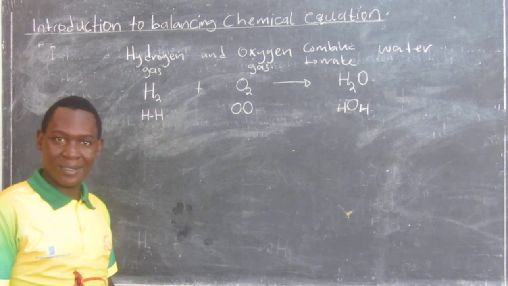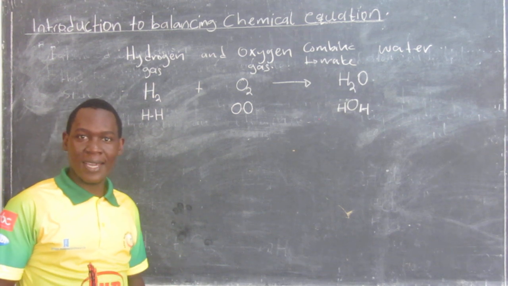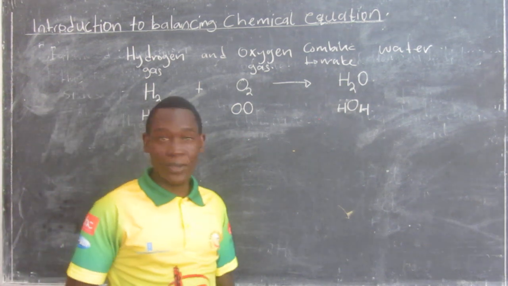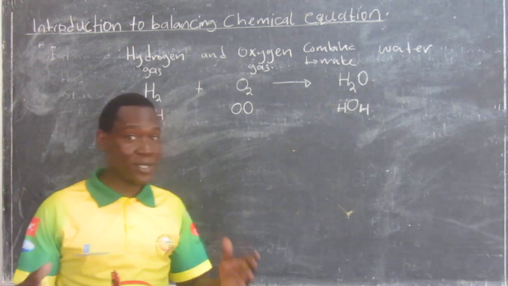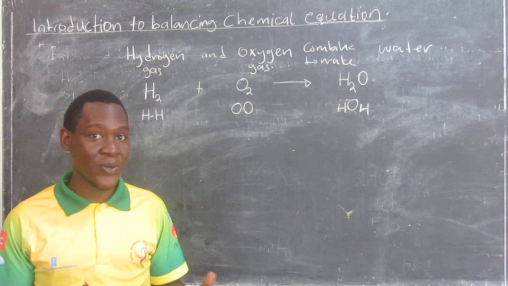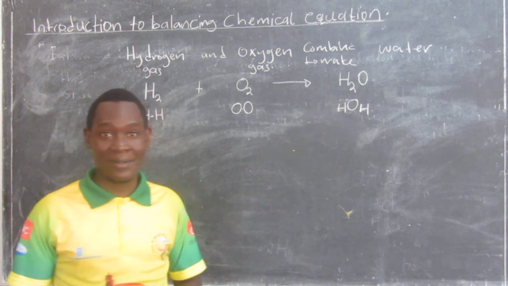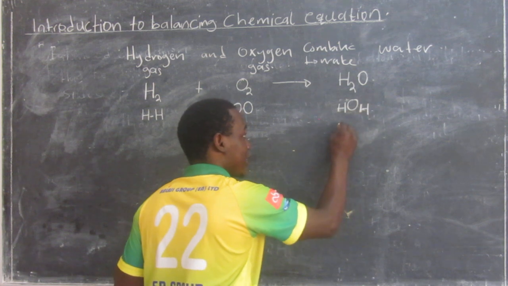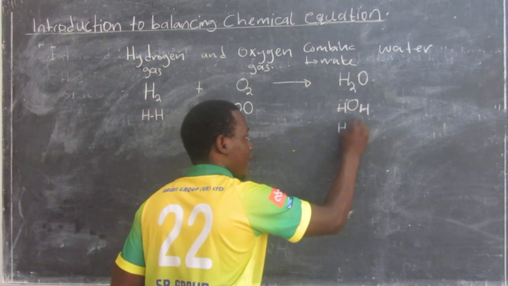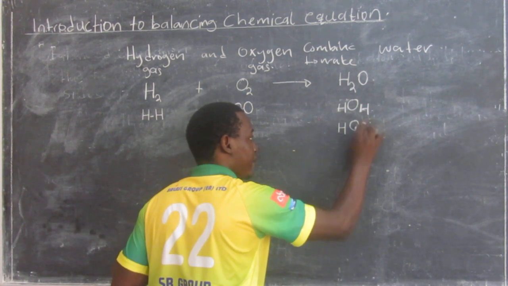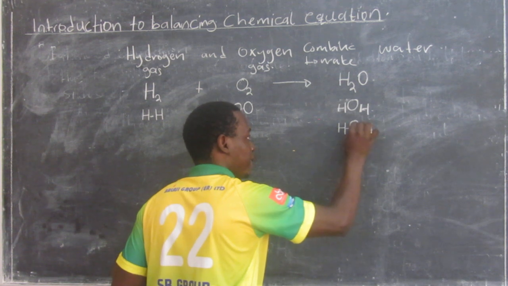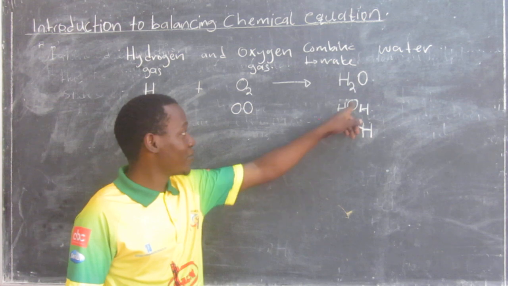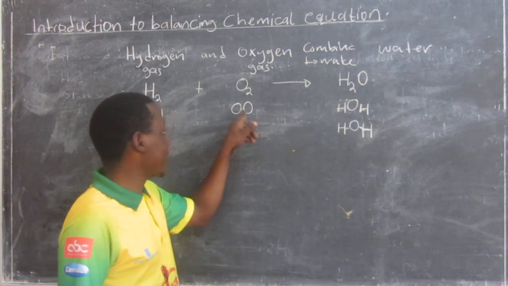Oxygen is not balanced. Now, I need to find a way to make sure that the number of oxygen on this side is the same as oxygen on the other side. That's the trick behind it. In this case, I'll add more water here. Look, if I add more water here, I have 2 oxygens, and here you get 2 oxygens.